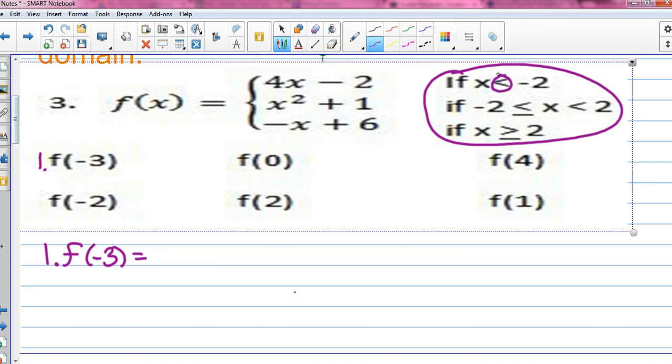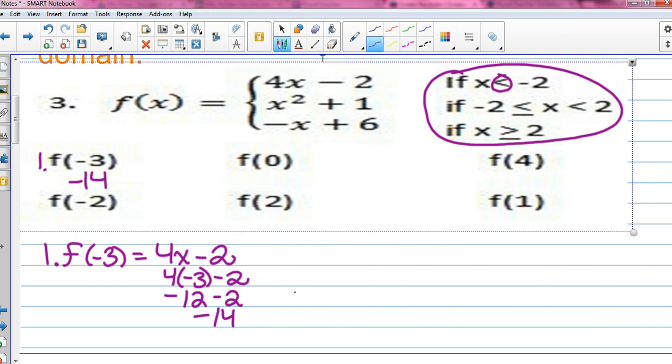than negative 2. So for 4x minus 2, I replace the x with a negative 3. 4 times negative 3 is negative 12. Minus 2, the answer is negative 14. So f of negative 3 is negative 14.